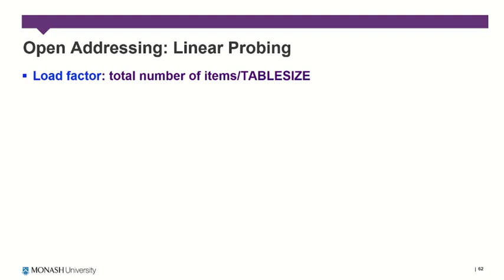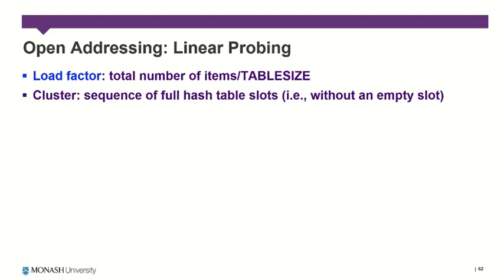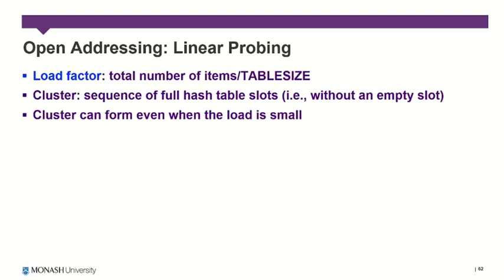Alright, some terminology here. So load factor is the number of items divided by the table size, basically suggesting how full the hash table is. A cluster is a sequence of full hash table slots, basically how many positions you have until you get to an empty slot. A cluster can form even when the load is small. So when the load factor is small, you can still get some clustering.